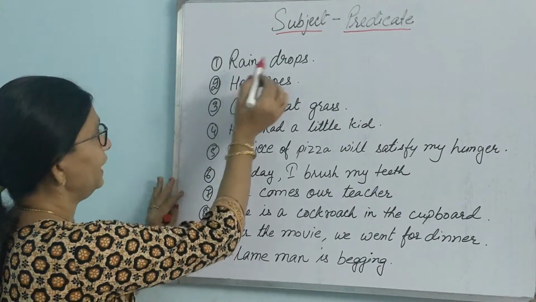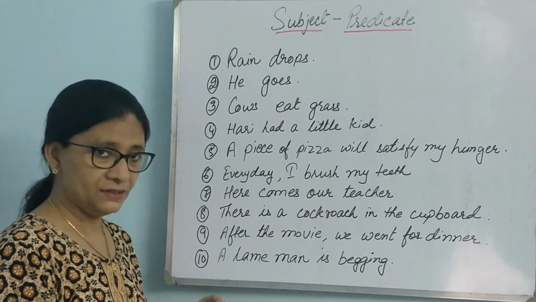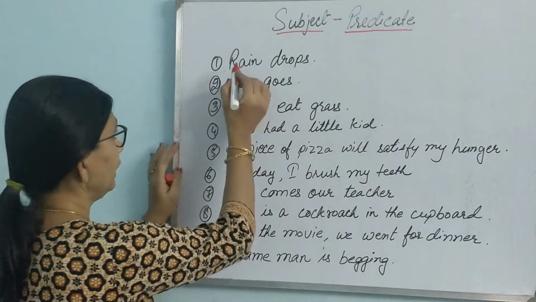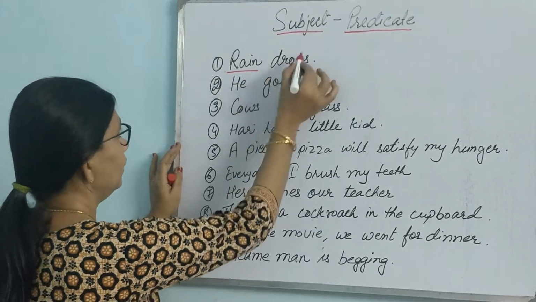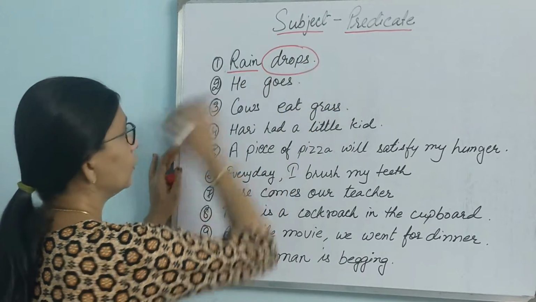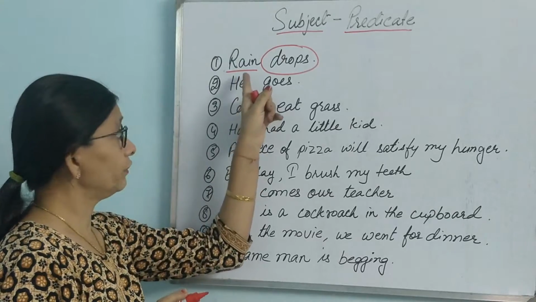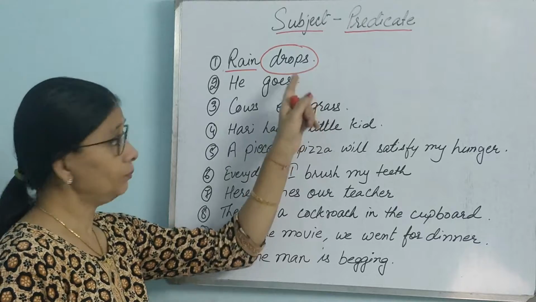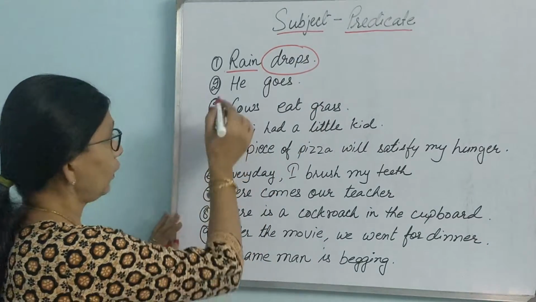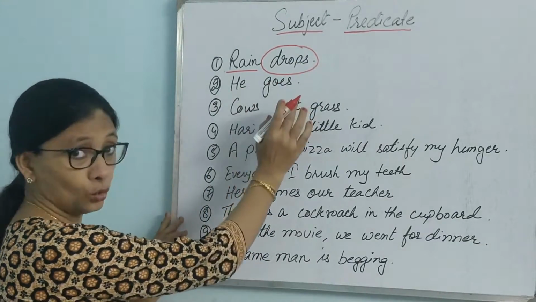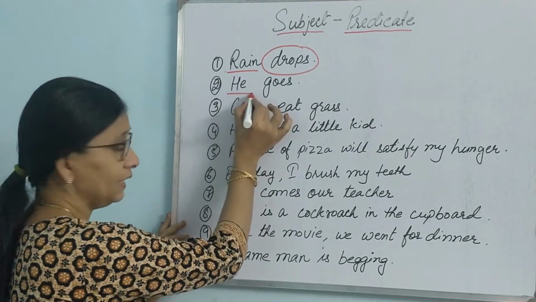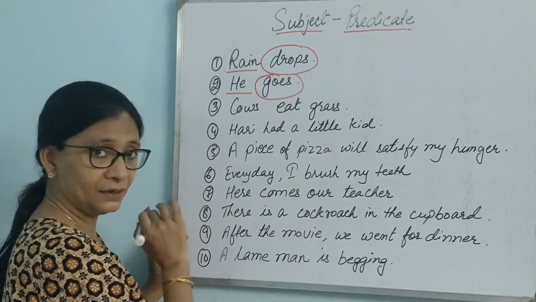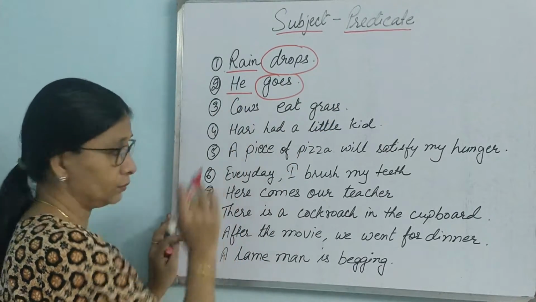First sentence is: Rain drops. A very small sentence, but quite a meaningful sentence. Rain drops. So here, subject is rain, predicate is drops. Rain is a noun, and predicate, as you all know, should be a verb. So, drops is a verb. Now, let us see the second sentence. He goes. So, clearly, he is the subject and goes is the predicate. Here the subject is a pronoun.